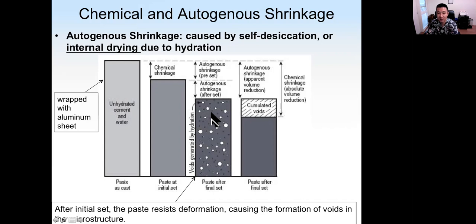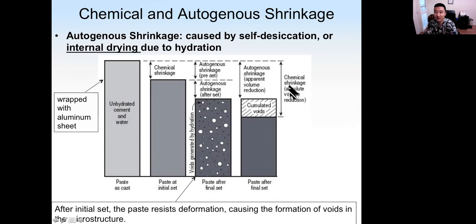And also within the cement paste, we have small air bubbles. We call that pores within the cement paste. So those are the voids generated by hydration. And if we add the volume of the pores together, we call that cumulative voids. Okay. And look at the last picture.